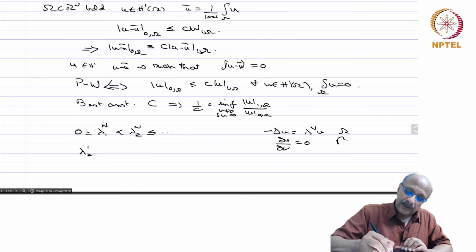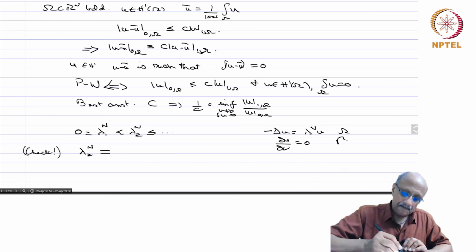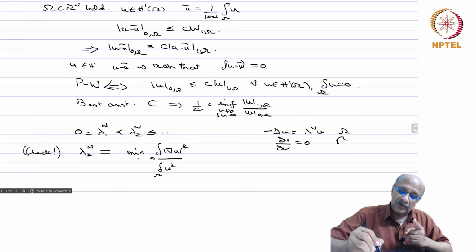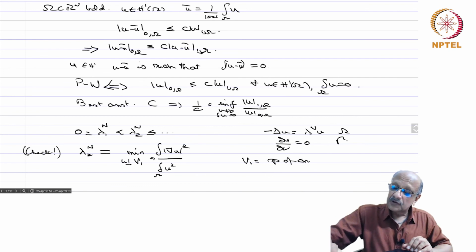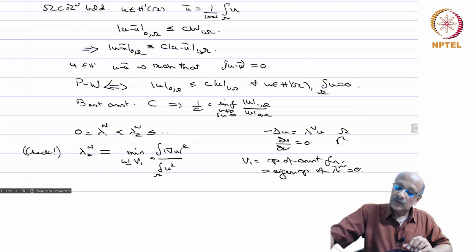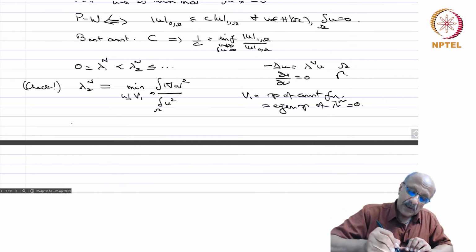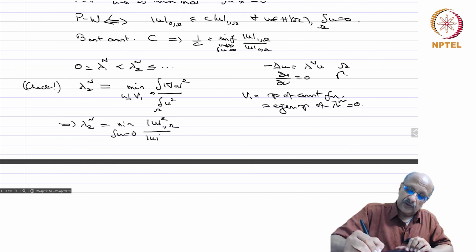so then lambda_2^N by the variational characterization should be, so you have to check this, okay, will be the minimum of the integral of grad u square by the integral of u square on Omega, where u is orthogonal to the first eigenfunction. So u orthogonal to V_1. So V_1 is the space of constant functions equals the eigenspace of lambda_1^N, which is equal to 0. Okay, so this is the variational characterization which we saw, and therefore this implies that lambda_2^N is the minimum over all u with integral u equal to 0 of the H1 norm squared of u by the L2 norm squared of u.